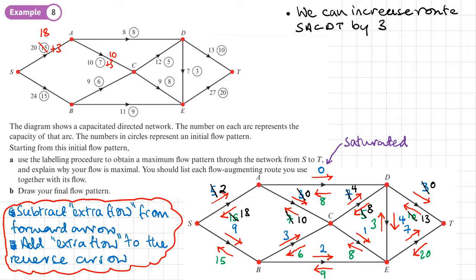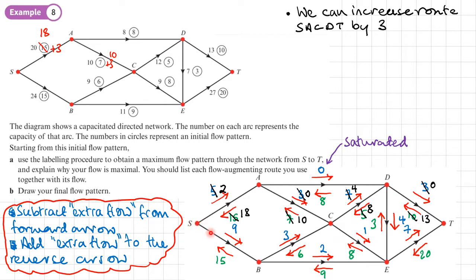Right, so we're now looking to see if we can find any other routes we can augment or increase. Now, I know I can increase SA by 2, but the 2 routes that come out of A are saturated, so I'm not going to be able to increase either of these 2 routes. So there's no point going from S to A because I'm going to get stuck there. So I now need to go S to B, and I'm looking to see which route I can use to augment the flow. Now I'm looking for the largest increase I can make.